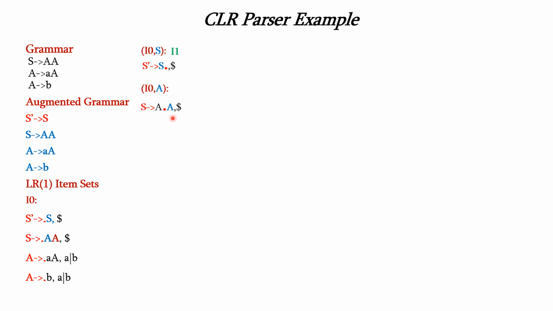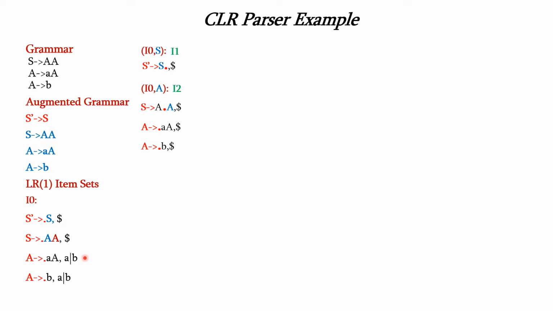And here dot is before this variable A. So we have to write the relevant productions of A. After this variable, we don't have any symbol, so we should use the lookahead symbol as dollar itself. So for A we have two productions, A tends to AA and A tends to B. So we can write A tends to dot AA comma dollar and then A tends to dot B comma dollar. Why dollar is used means after this A we don't have any symbol, so we use dollar itself. Now this is the new item set, let us name it as I2.